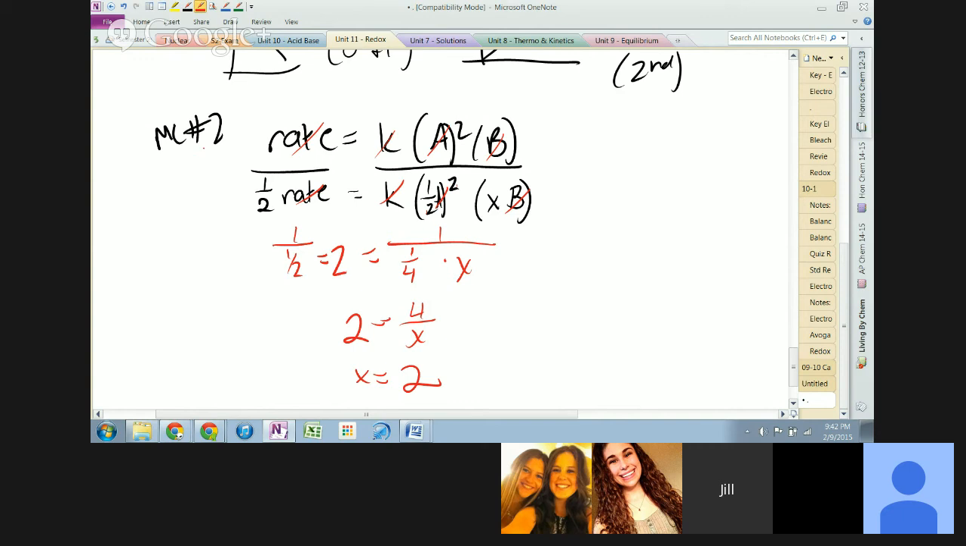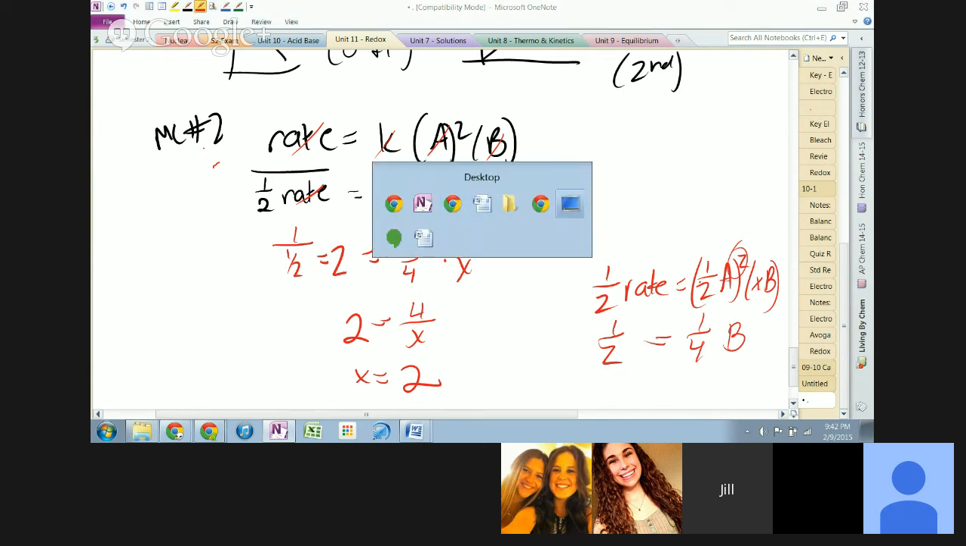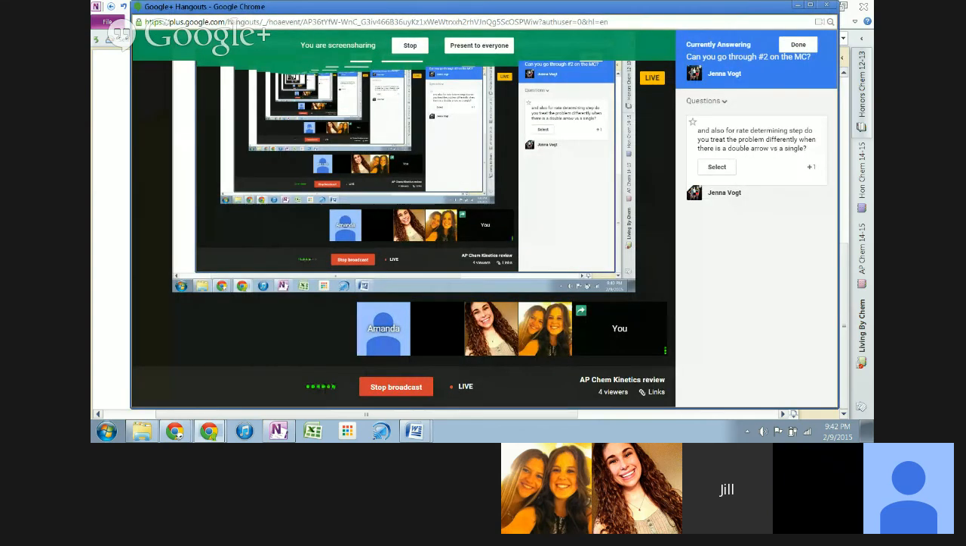Maybe a more conceptual way to think about that would be, let's say you want the rate to be 1/2 of what it was initially, and you know that you are cutting A's concentration in half, and you want to know how much you have to change B by. By cutting A in half, that's actually going to be a 1/4 because it's second order. 1/4 of what gives you 1/2 of the initial rate? So B would need to double. Basically you should be able to figure out, if you double one thing and cut the other in half, how would the rate change?